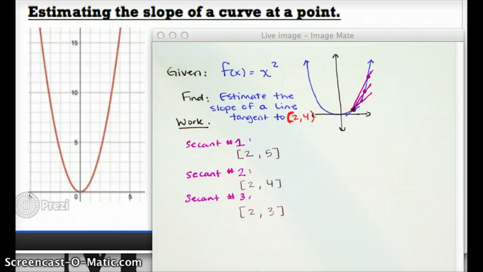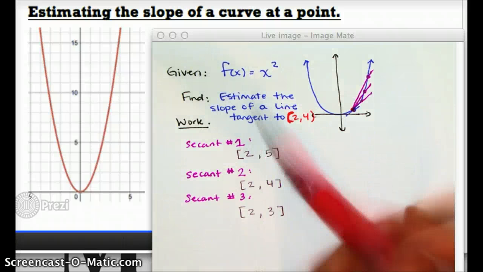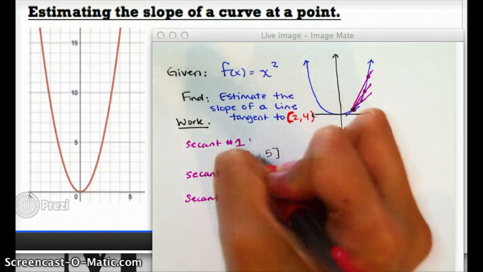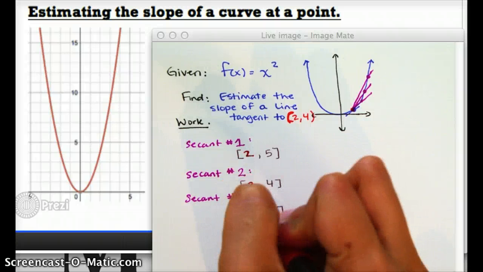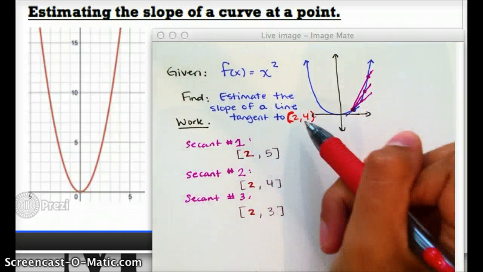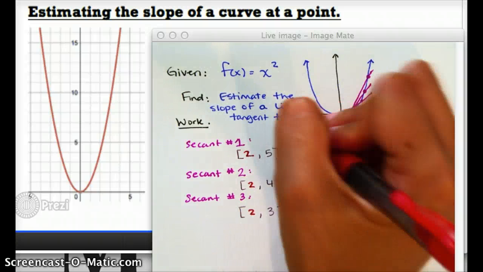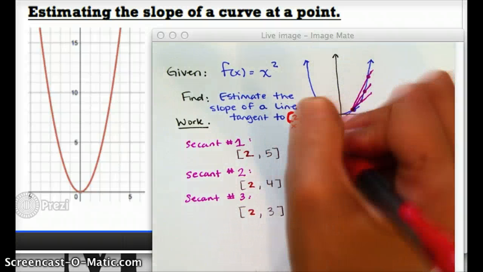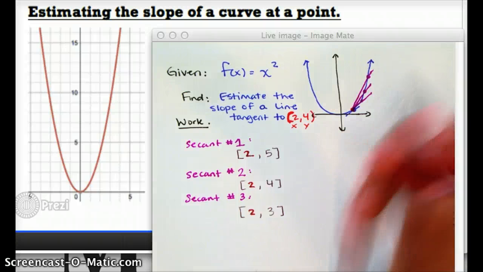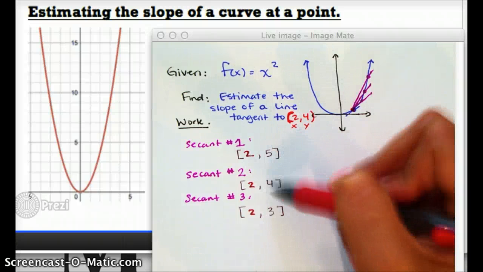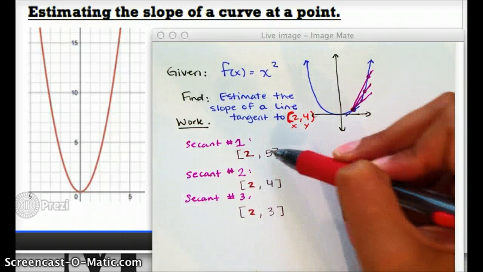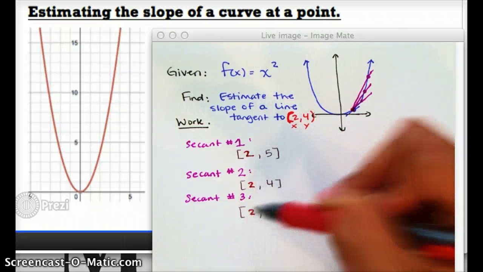Okay, so these are the 3 intervals that I chose. Notice that the first x value is staying the same because that's the x value that I really care about. The actual point is x equals 2 and y equals 4. And then this is x2. They're also x values, and they are approaching the actual number that I care about.